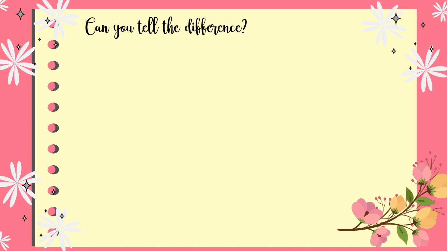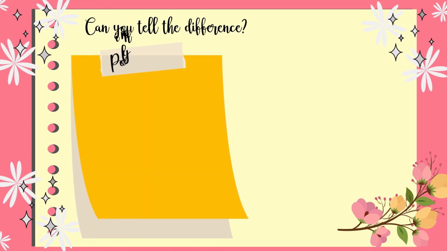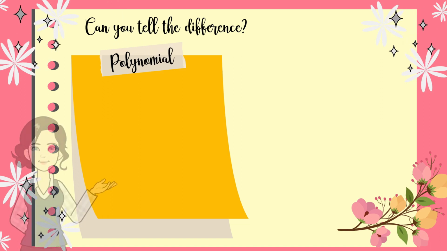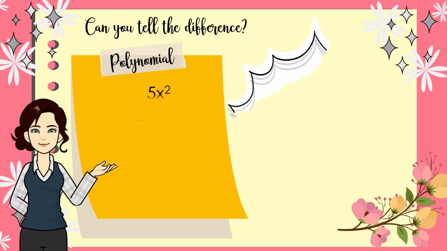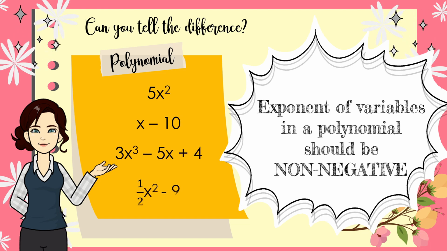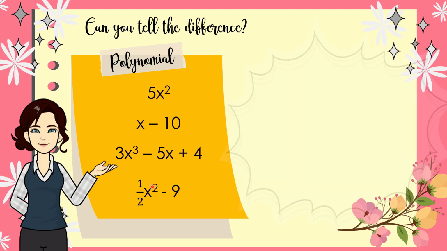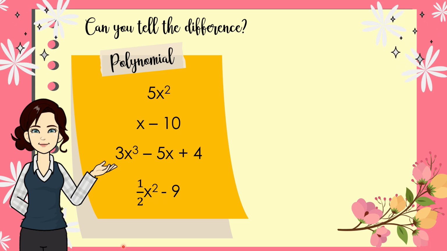Let us examine these examples. Can you tell the difference? These are examples of polynomials. At kung susuriin natin silang maigi, lahat ng exponent ng ating variables ay non-negative or whole number.